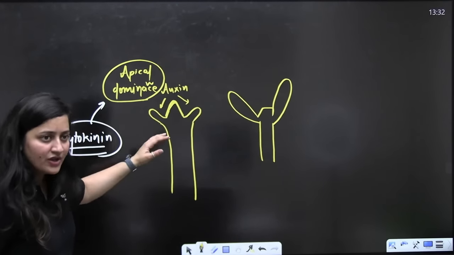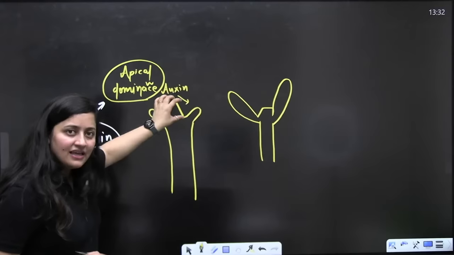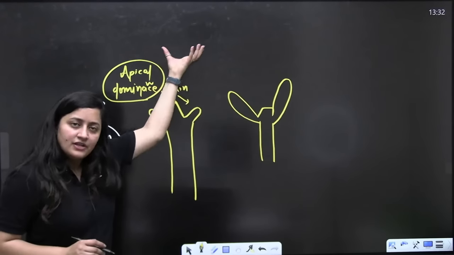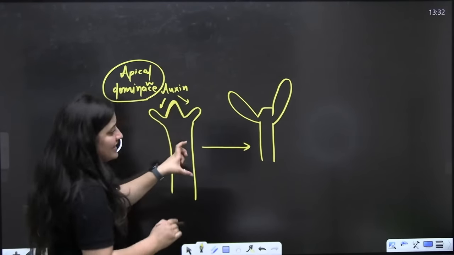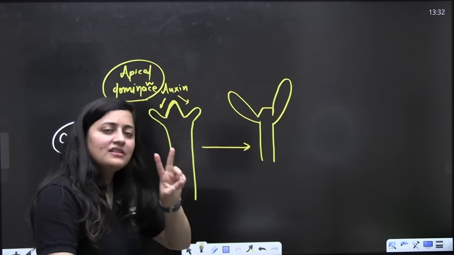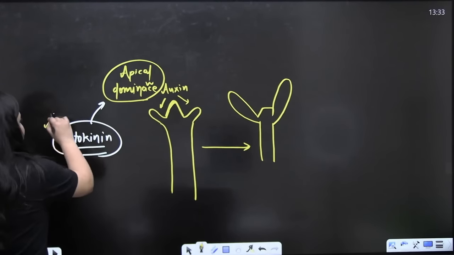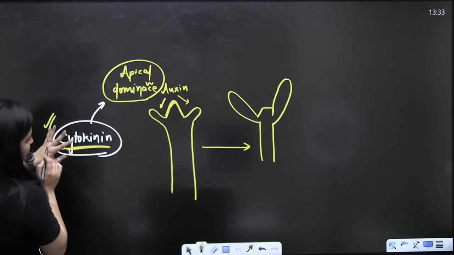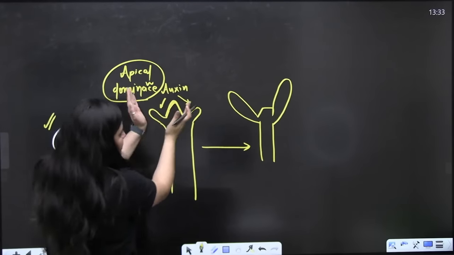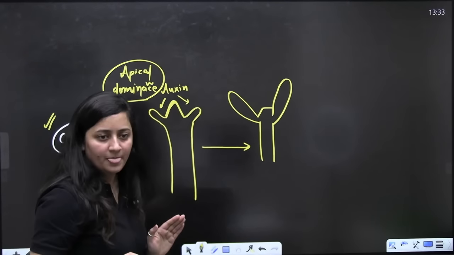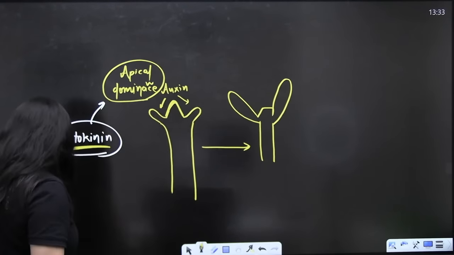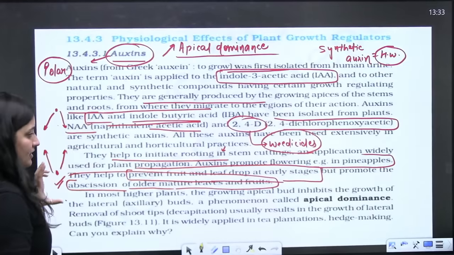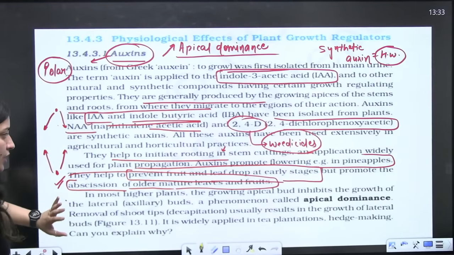This is the one way. The first way is we have to remove the tip, and then what will happen? The lateral buds will grow. We have to decapitate this particular plant. Okay, the another way is we can even apply the cytokinin. If we apply cytokinin, then in such case also the lateral buds will grow. So this is important. Do mark it. Okay, this is important.